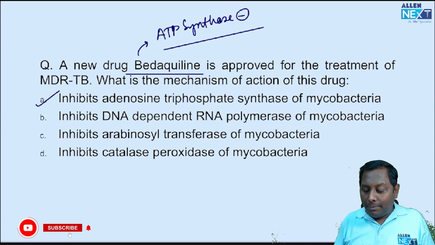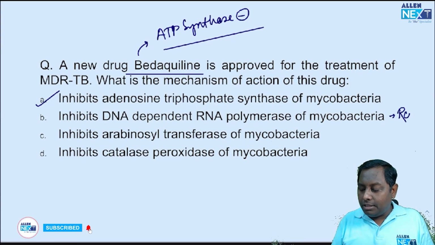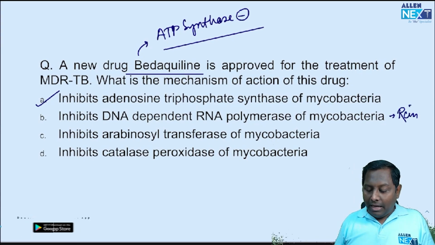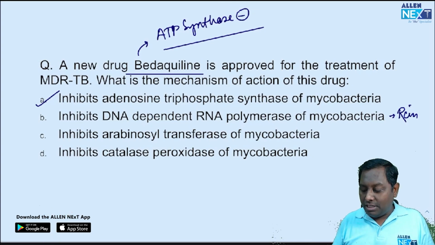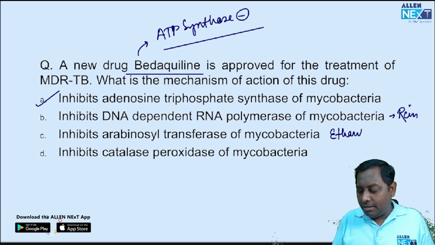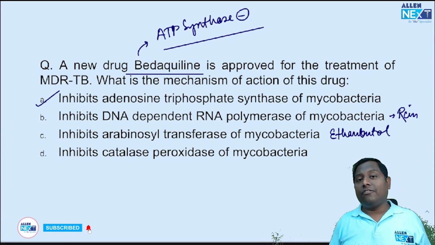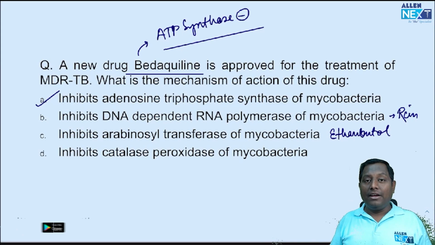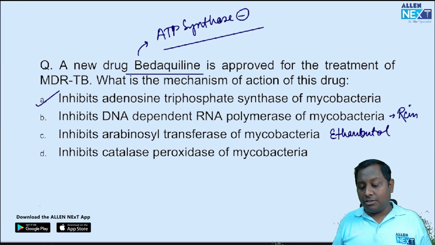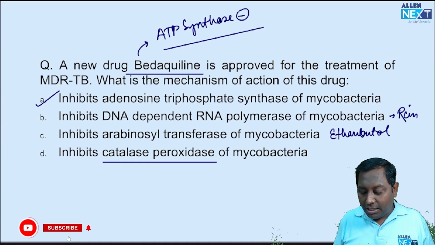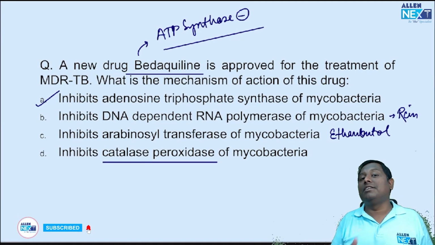DNA dependent RNA polymerase inhibitor will be the mechanism of action of rifampicin. Arabinosyl transferase will be inhibited by ethambutol. Catalase peroxidase is the enzyme required for the activation of isoniazid. If there is any mutation in catalase peroxidase, isoniazid will not be activated. So catalase peroxidase mutation is mainly responsible for isoniazid resistance.